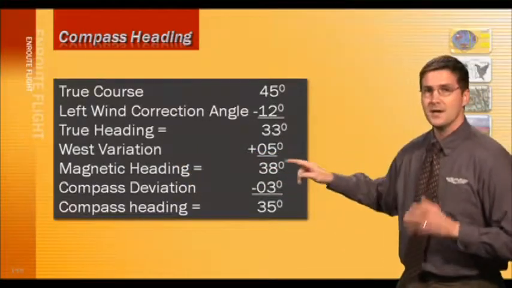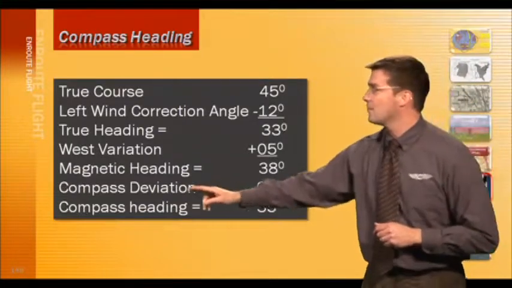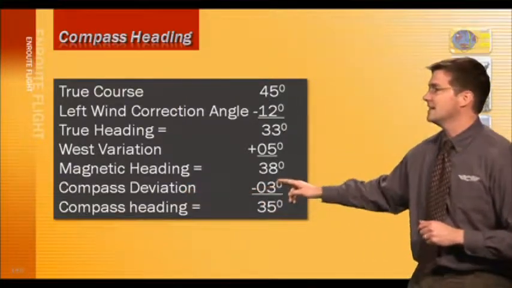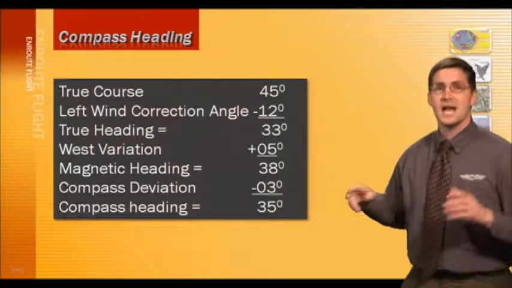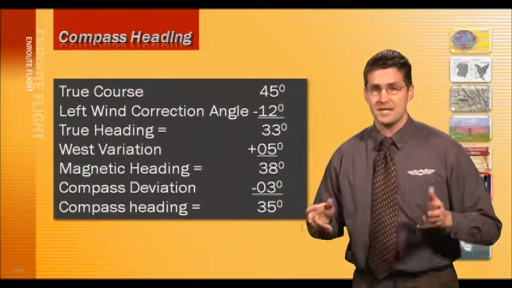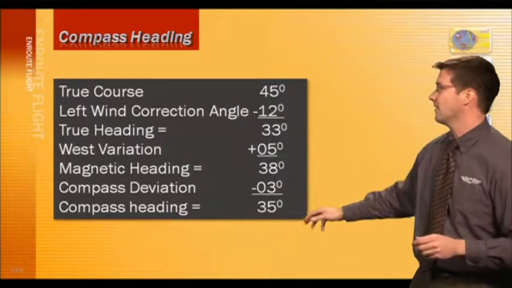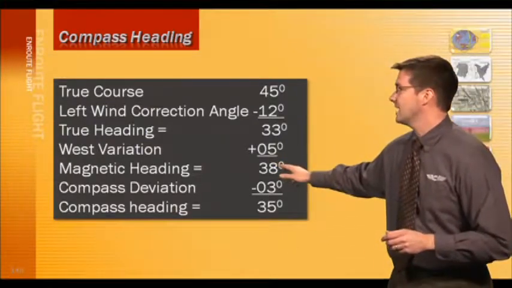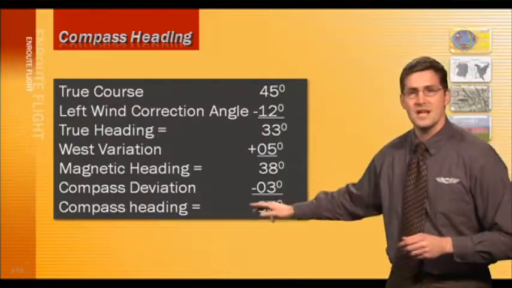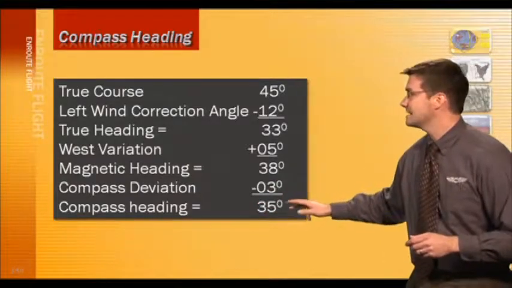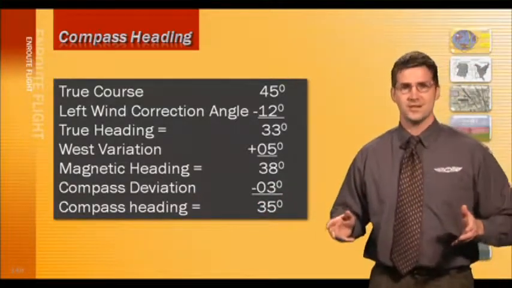We're almost done, but not quite. We have to add our compass deviation. In this case, it's minus 3 degrees. Now, the compass deviation will always be given to you in the figure or the problem because it does vary from aircraft to aircraft. So 38 degrees magnetic heading minus the compass deviation equals a compass heading of 35 degrees.